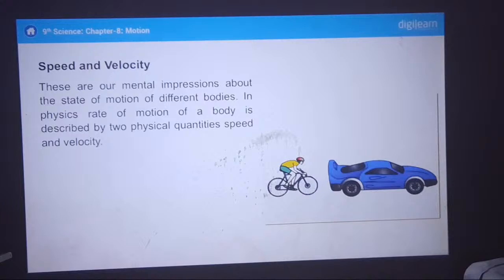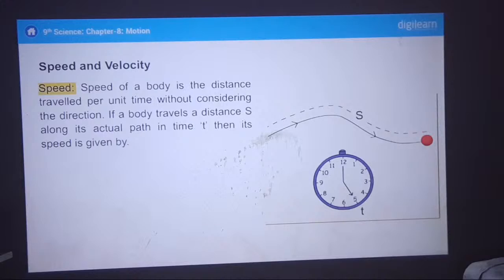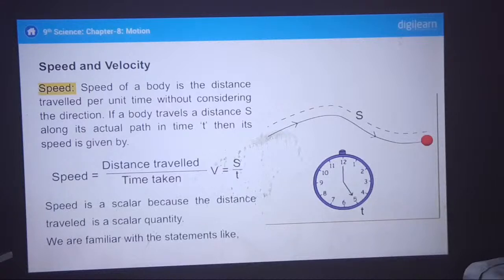In physics, rate of motion of a body is described by two physical quantities, speed and velocity. Speed. Speed of a body is the distance travelled per unit time without considering the direction. If a body travels a distance s along its actual path in time t, then its speed is given by speed is equal to distance travelled by time taken. V is equal to s by t. Speed is a scalar because the distance travelled is a scalar quantity.